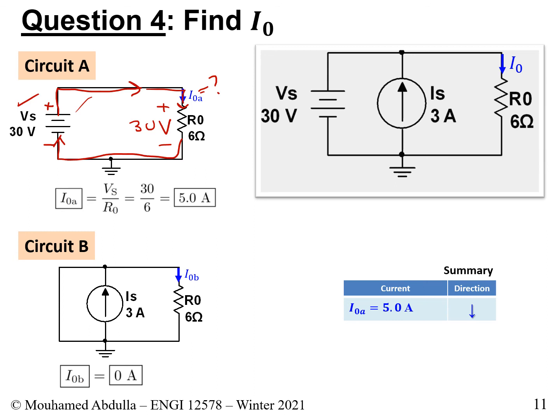So now we also put it in the summary table. We get a 0. 0 has no direction. It's not going up, down, left, or right. And therefore, the total of these two together, of which we got in circuit A and circuit B, is nothing else but 5 amps pointing downward.